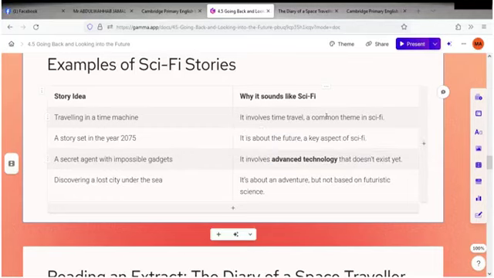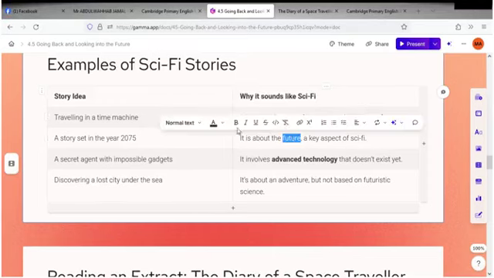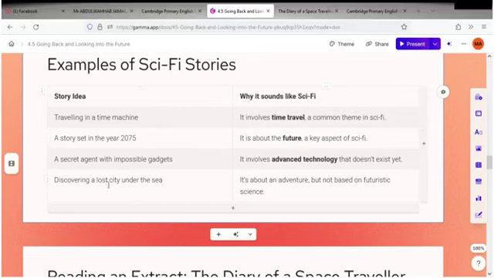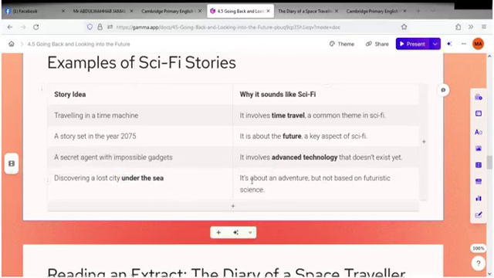Advanced technology that is not applicable right now. Okay? I'm highlighting the words. And discovering a lost city under the sea. It's about an adventure, but not based on futuristic science, but it is what? Under the sea, as I told you.